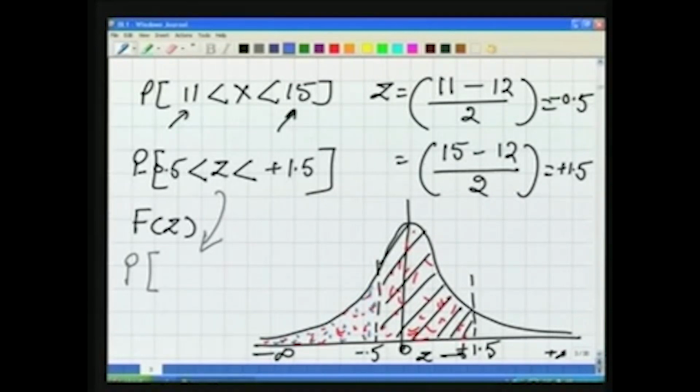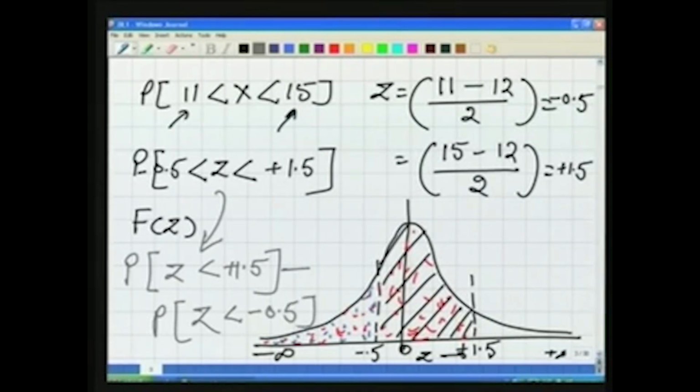So, what are these areas? These areas are the area which is marked by the red dot: the probability that Z is less than plus 1.5 minus the probability that Z is less than minus 0.5. So, what do we need to do?